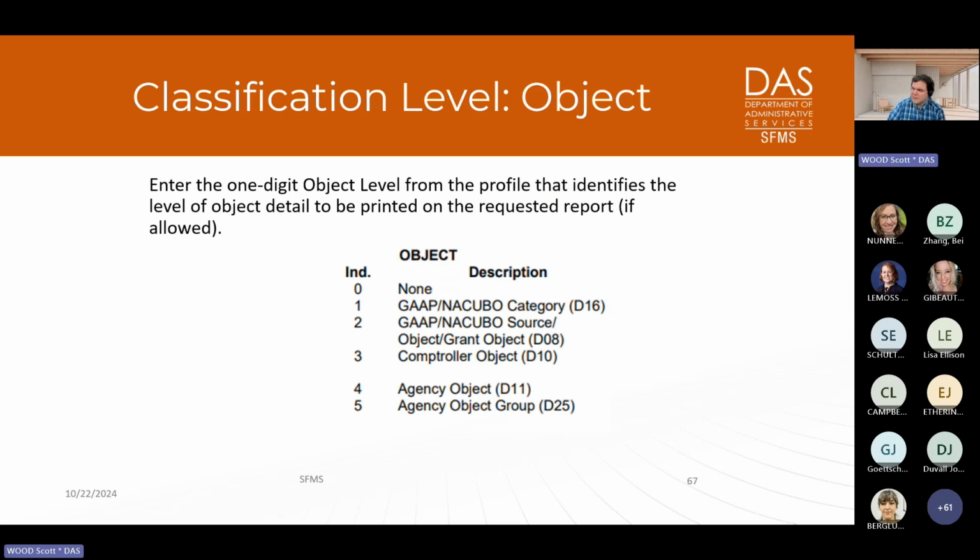Object is a bit more nuanced because each of the indicators has a different descriptive profile determining where it's pulling from. It's simple to understand because we go from GAAP category to GAAP/grant object to controller object to agency object group.